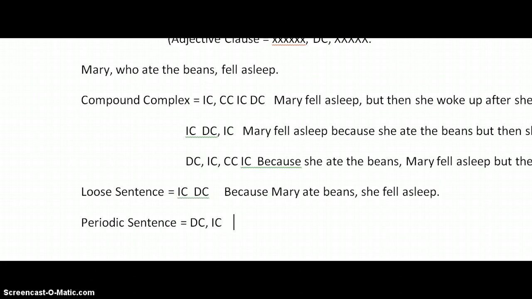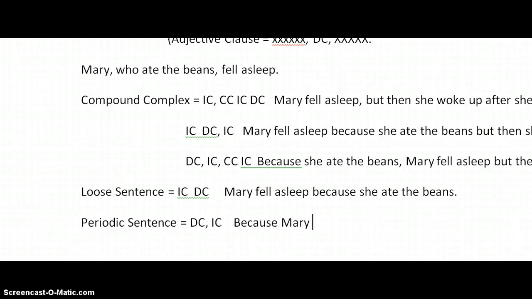Periodic. Oh, I'm sorry, I did that backwards, just like some of you did, so please keep that in mind. Mary fell asleep because she ate the beans. Okay, loose begins with the subject, begins with the independent clause. Otherwise, periodic because Mary ate the beans, she fell asleep. And again, here we have the comma. So periodic means that the adverb clause begins the sentence and the most important idea comes at the end. A loose sentence means that the main idea comes first and then any other information comes later.